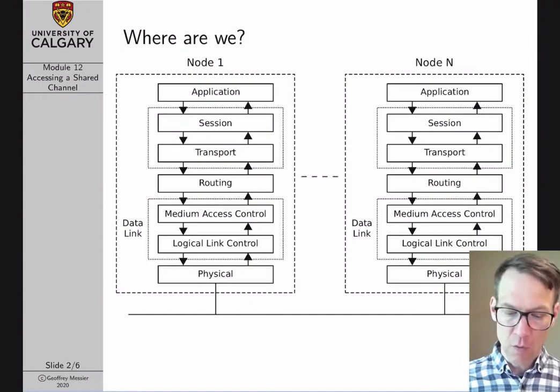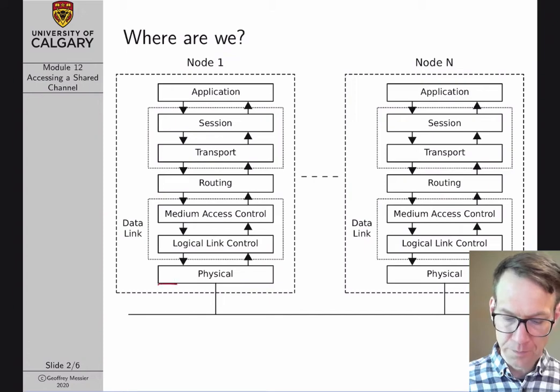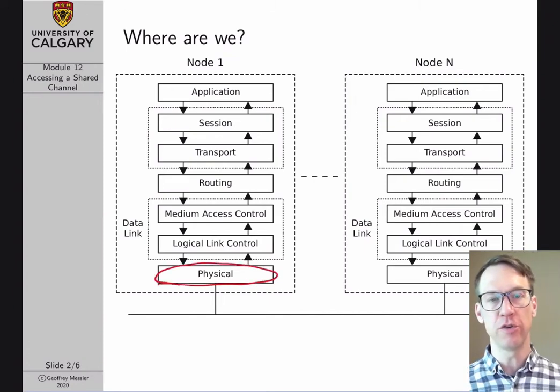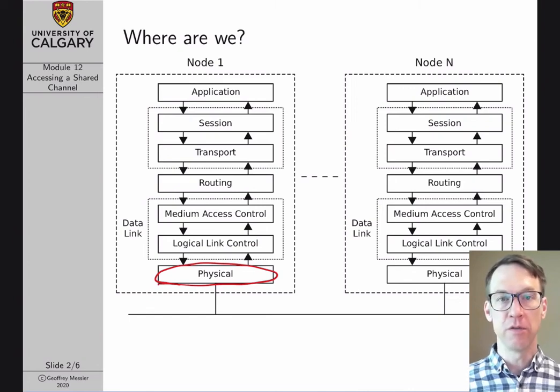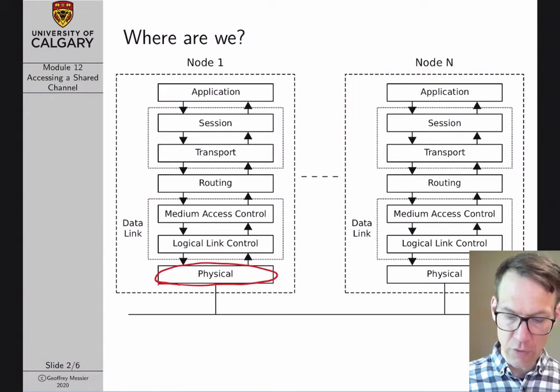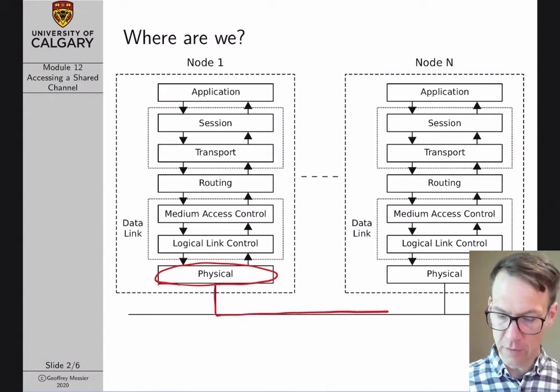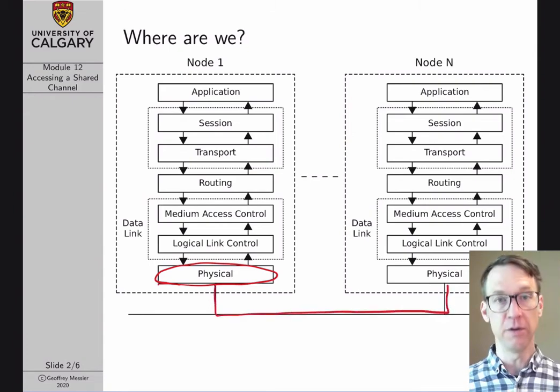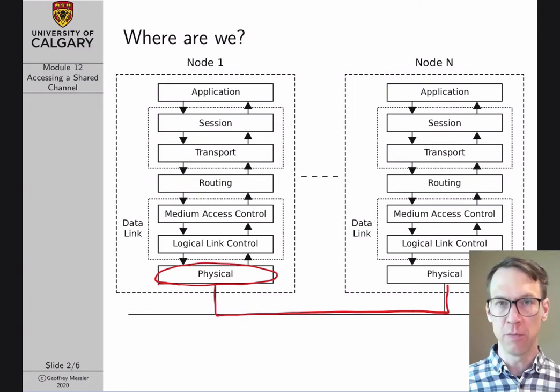We've talked about the physical layer and how it takes digital information, ones and zeros, and converts them into analog waveforms that can travel over this shared analog channel. This could be a wire. It could also be a wireless channel, so wireless transmission within a certain area.